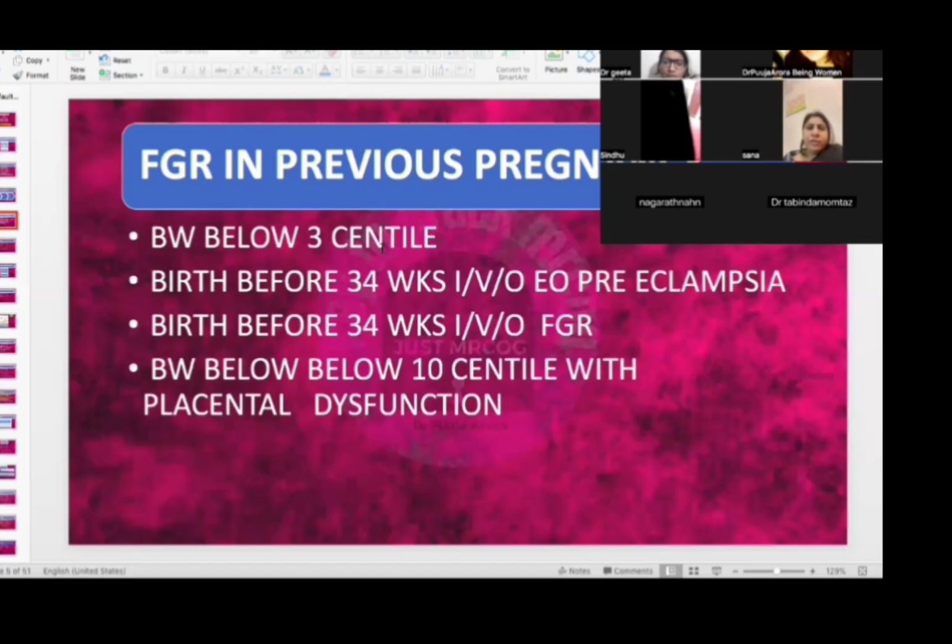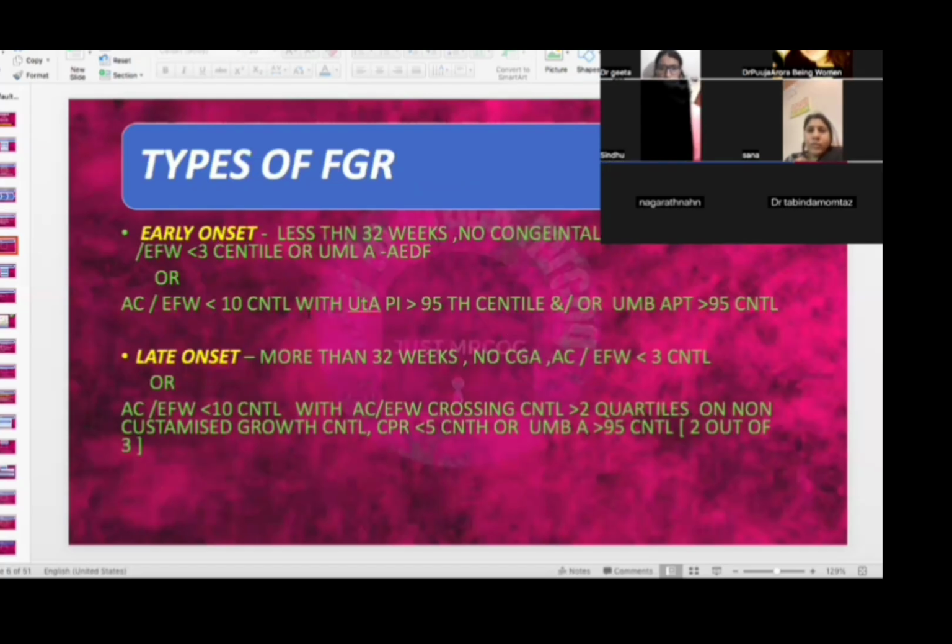Birth weight below 3 centile, or birth weight below 10 centile with placental dysfunction, which we have already understood. And if there is delivery of previous pregnancy before 34 weeks, either in view of early onset preeclampsia or FGR. Here we are mentioning birth weight because the baby is already born. But in current pregnancy, we always mention estimated fetal weight. So below 3 centile and below 10 centile with placental dysfunction is the same.